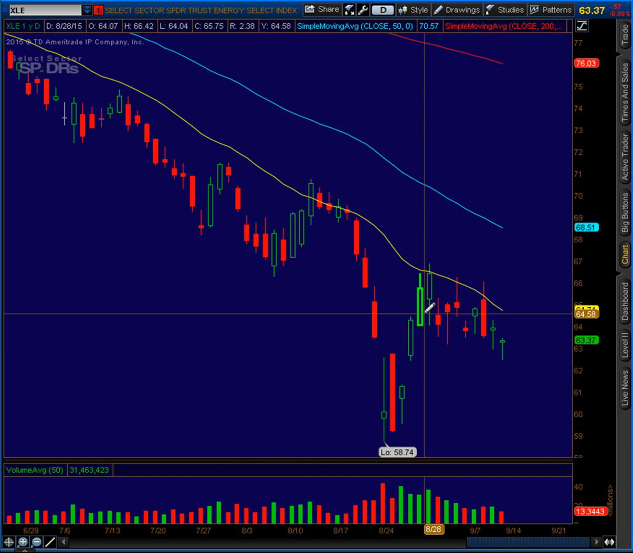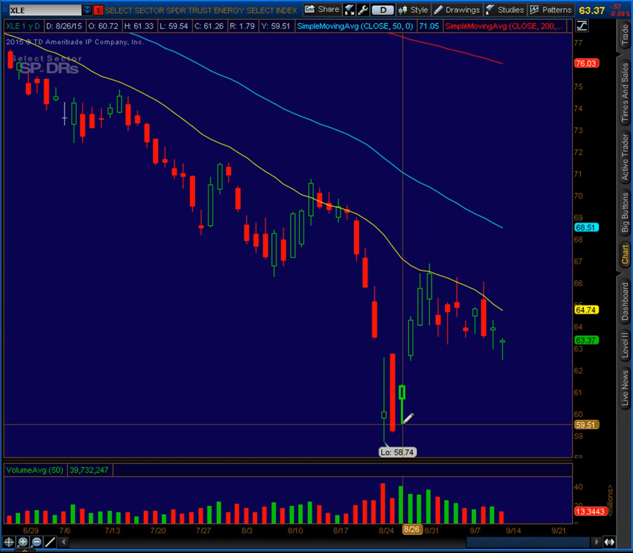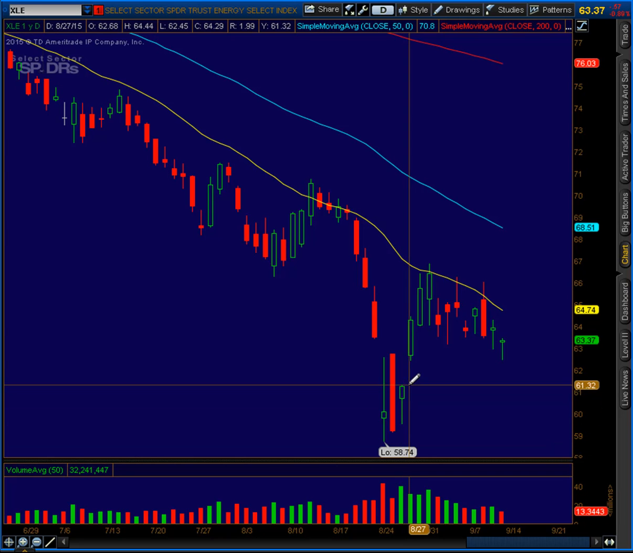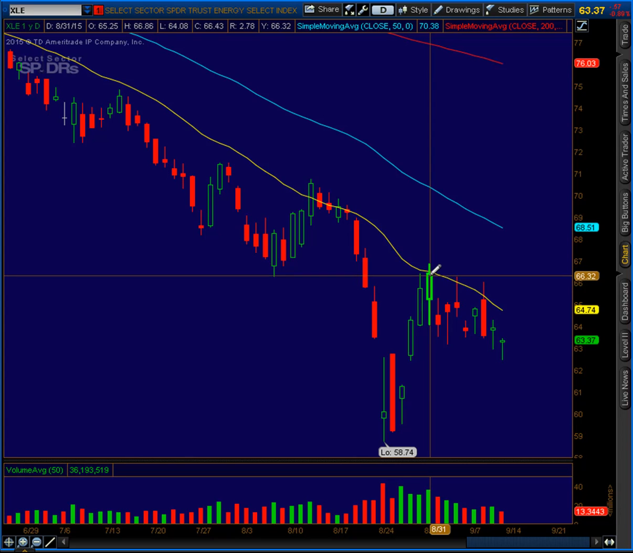Had a beautiful move to the upside and follow through. That was a beautiful trade. Very low risk trade with your stop under this, long above this, and you got 62 all the way. Be reasonable, 65. Let's just say that's a 3-point move on there.